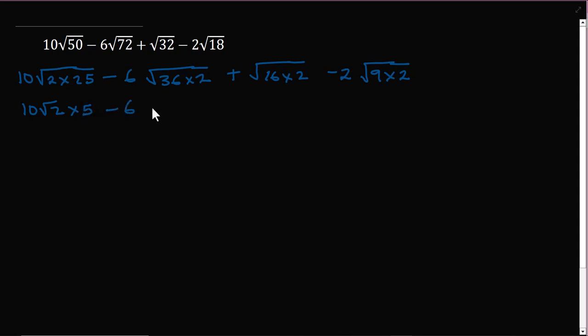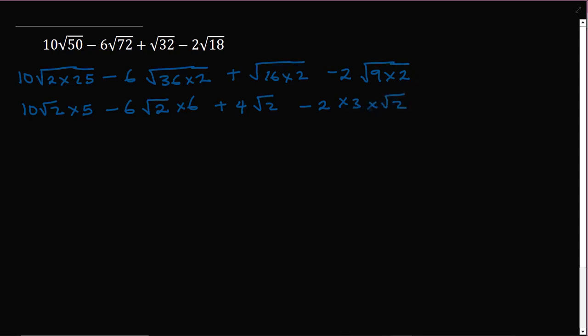Then minus 6. Then this is 6√2, okay, let me bring this one forward, √2, because this one cannot be broken down. Then multiply by 6. The square root of 36 is 6. Then plus this one gives us the square root of 16 is 4, then √2, minus 2. The square root of 9 is 3. 2 multiplied by 3, and then multiply by √2.